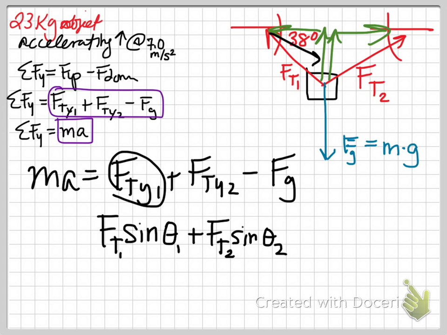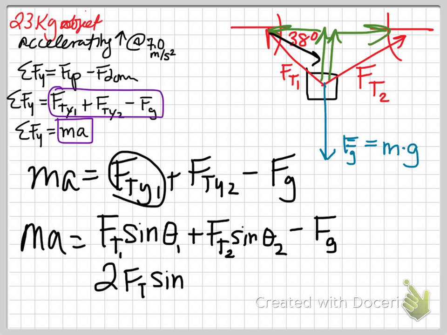Now, we were told that theta 1 and 2 are equal. We know that force of tension 1 and 2 are equal. So we don't really have to do that. There are two ways to handle it. You can say that that's 2 ft sine theta. Somebody, I forget who, liked to factor out the ft and have ft times quantity sine theta plus sine theta. Either one is acceptable. Either one is algebraically correct. So I'm going to go with my usual, 2 ft sine theta minus fg.